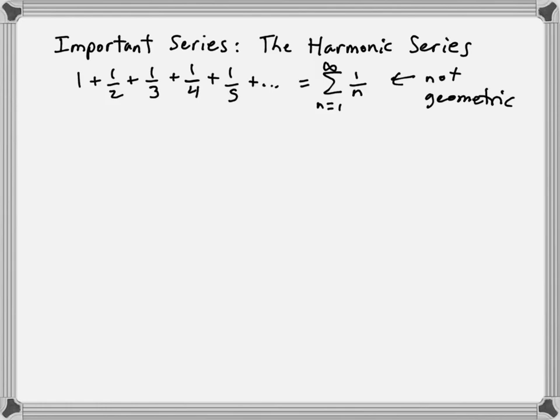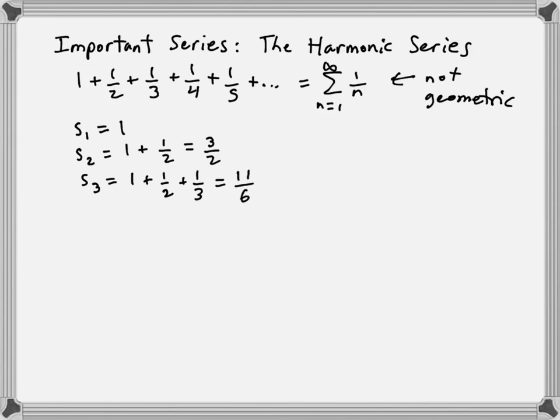Let's look at the first few terms, or the first few partial sums, to see what's happening here. The first one is 1. The second partial sum, if you add 1 plus a half, you get 3 halves. The next one, S3, is 1 plus a half plus a third, which is 6 over 6 plus 3 over 6 plus 2 over 6, that's 11 over 6.